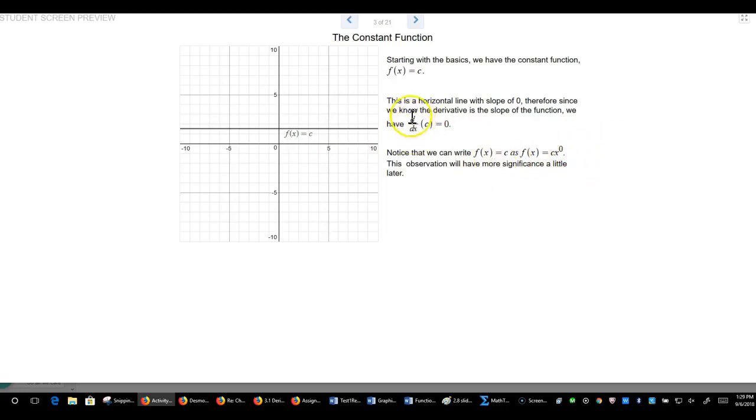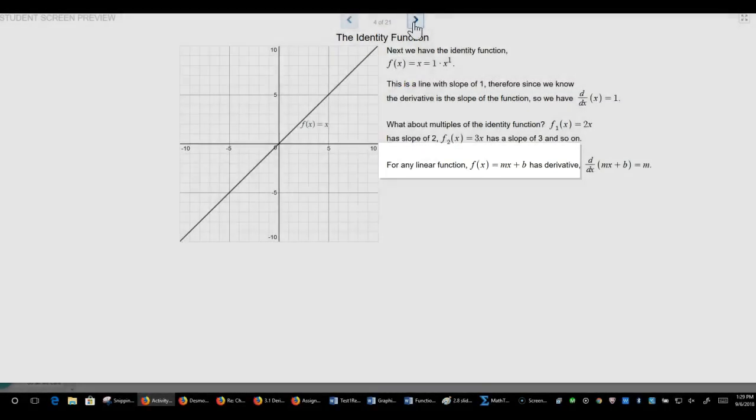And notice that in this section we're using that operator for the differentiation operator here. The next function is the identity function, so that's just f of x equals x. You know that's a line through the origin with a slope of 1. So we know that the derivative of the identity function is 1.